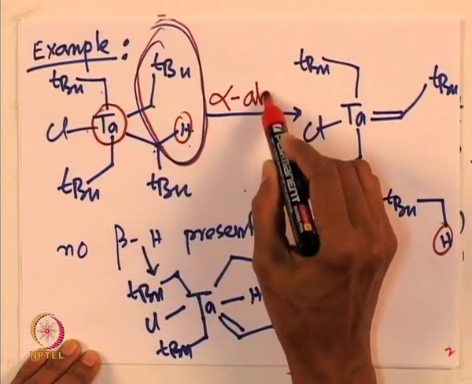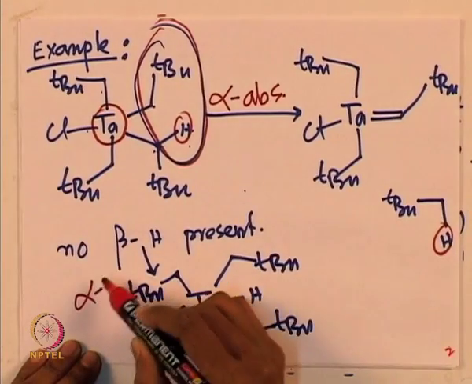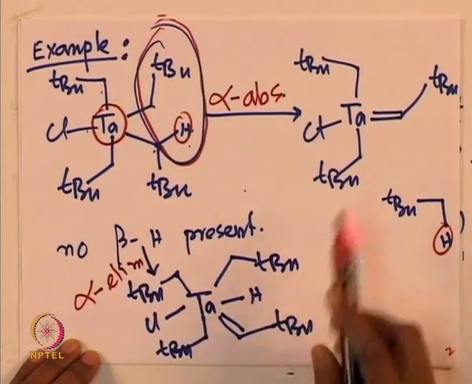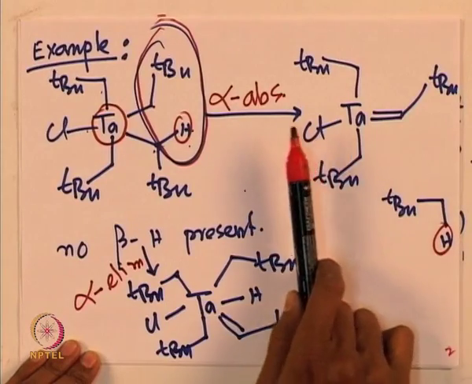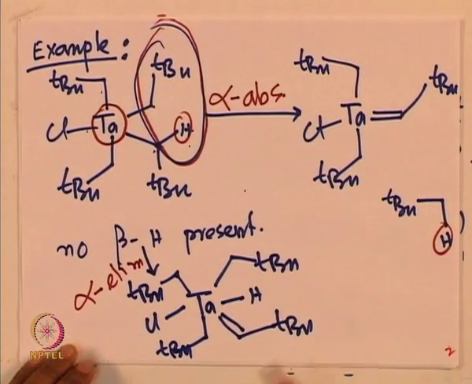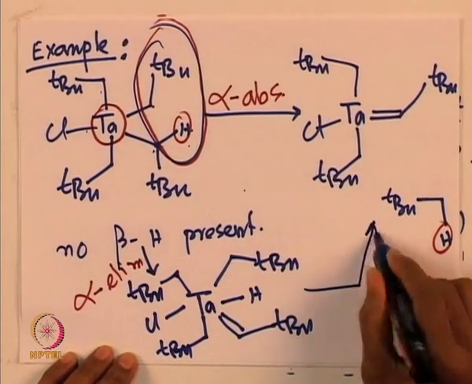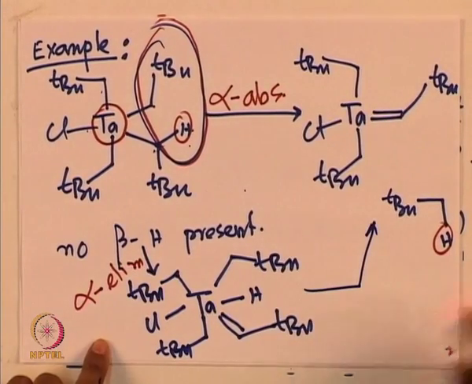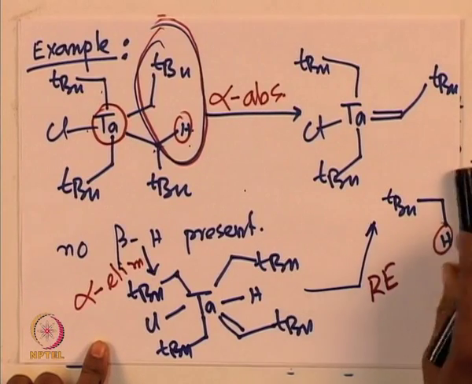alpha abstraction. This should be alpha elimination. So both of them are leading to the same product. Of course, the next step would be, as you can imagine, reductive elimination from here, which should give us the same product.